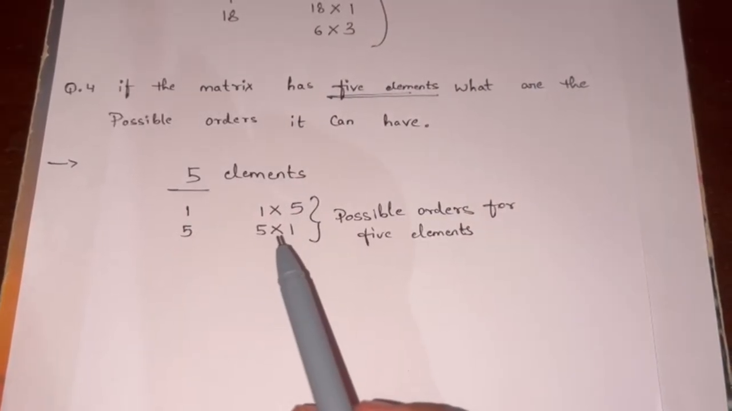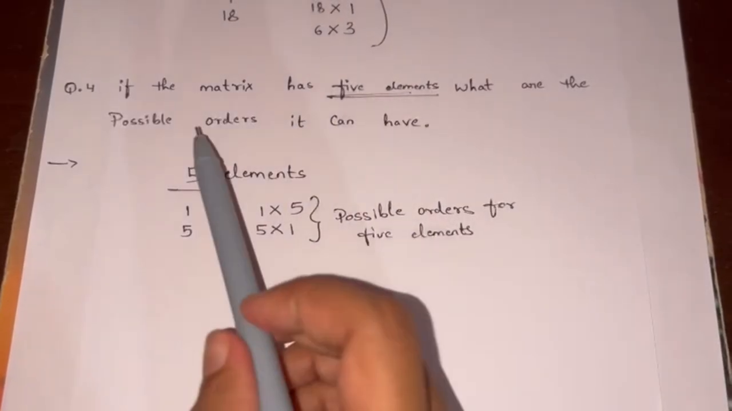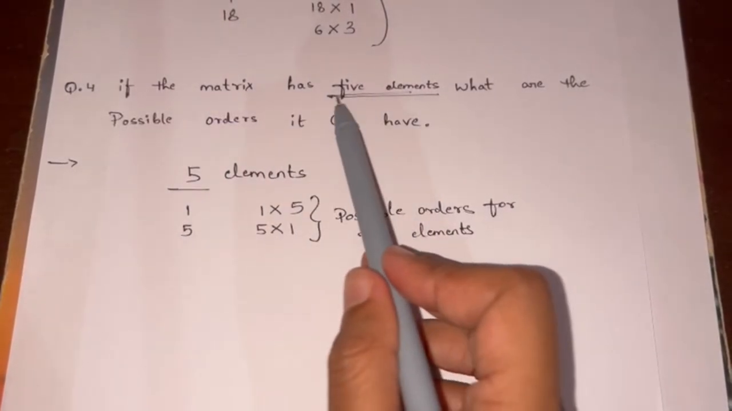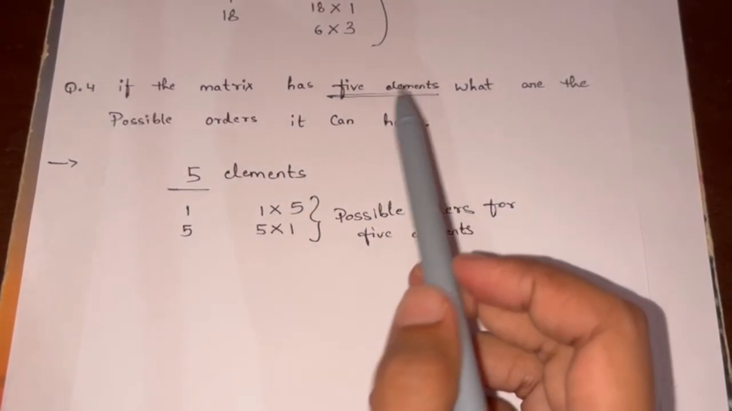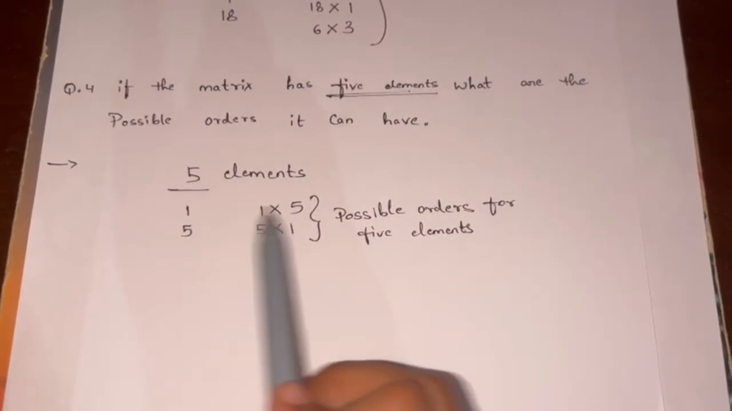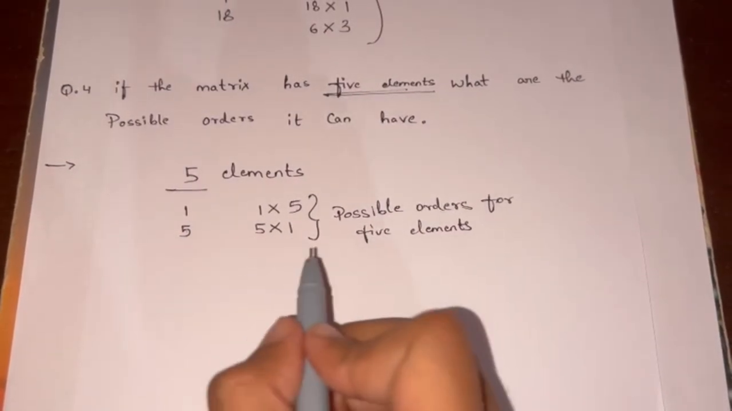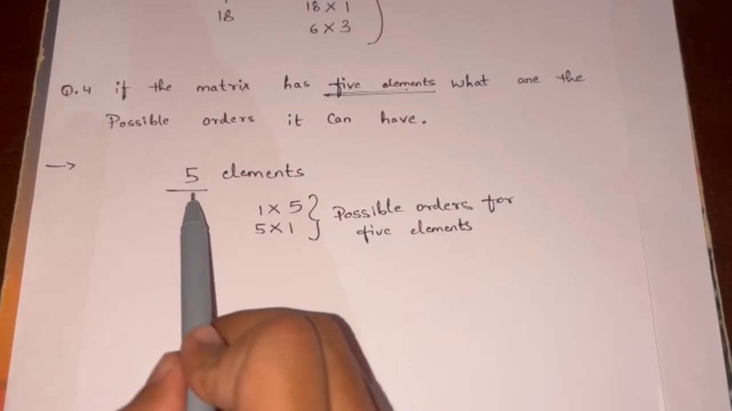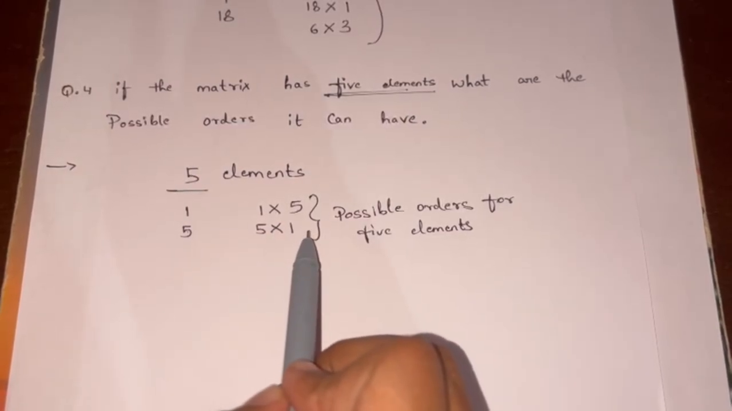I hope you guys understood how to find the order of a matrix no matter how many elements are given. You just have to find the factors and write it down. Understand the topic, you can do it no matter how many elements are given. You can easily find the possible orders.